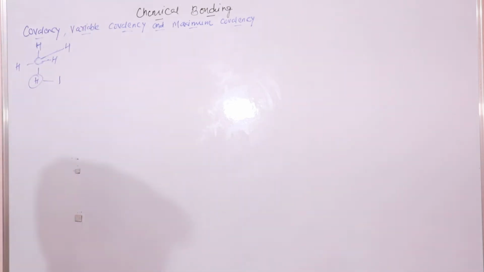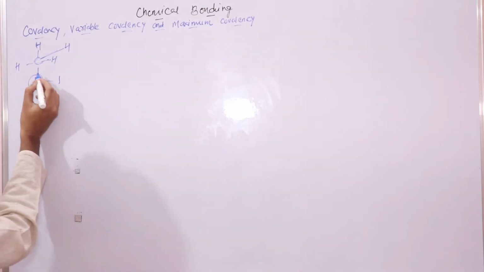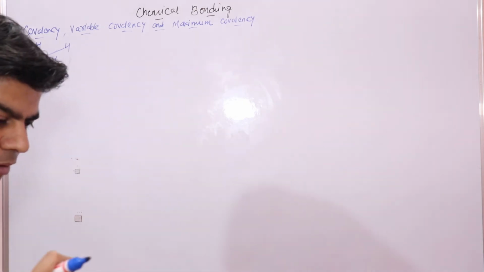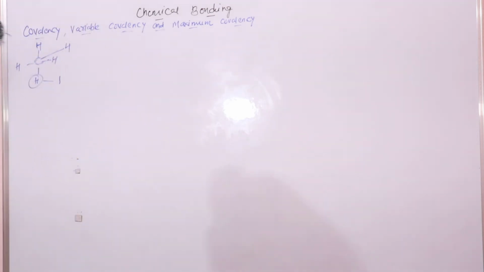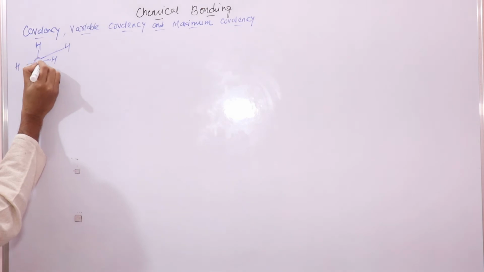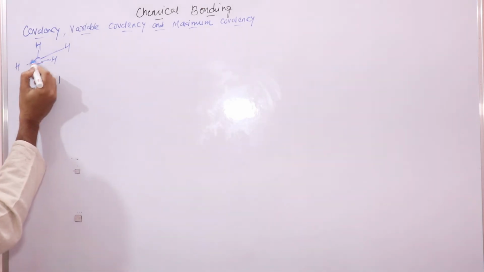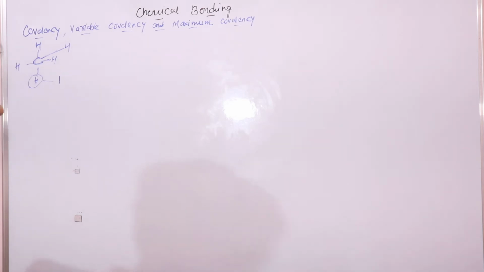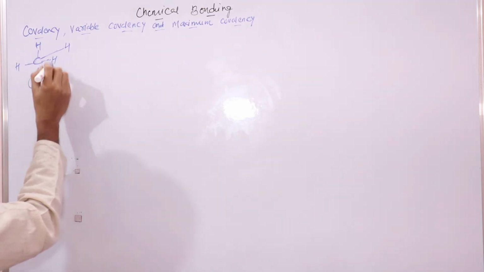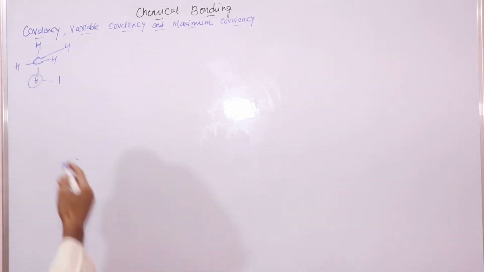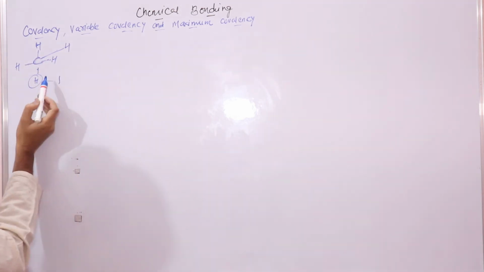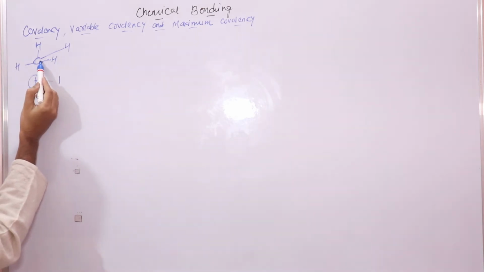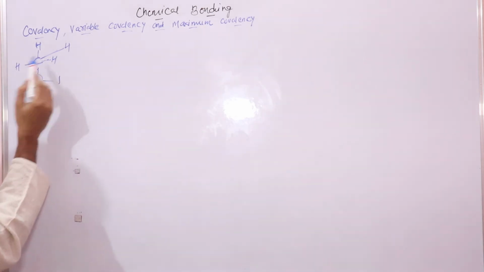Or we can also say, the other way, that covalency of an element is equal to the number of electrons that are shared in forming electron pairs. The number of electrons given by carbon in the formation of covalent bonds, or in the formation of shared pairs, is 1, 2, 3, 4. Similarly, how many electrons are given by the hydrogen atom in the formation of this covalent bond? 1. So its covalency is 1.